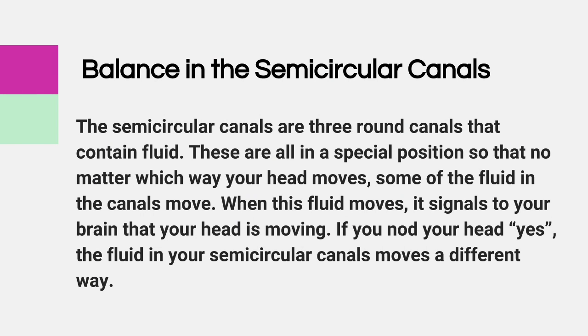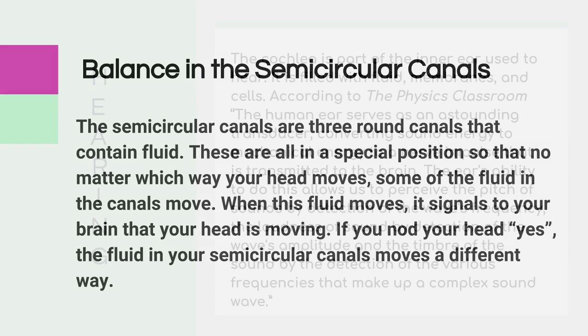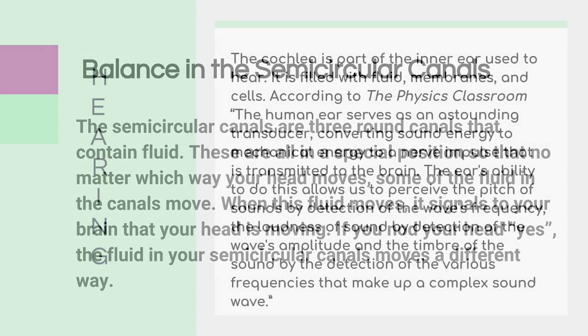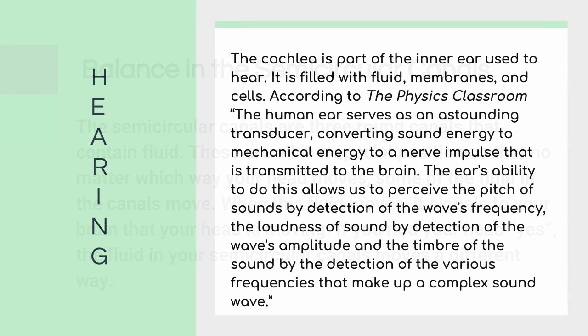Balance in the semicircular canals. The semicircular canals are three round canals that contain fluid. These are all in a special position so that no matter which way your head moves, some of the fluid in the canals moves. When this fluid moves, it signals to your brain that your head is moving. If you nod your head yes, the fluid in your semicircular canals moves a different way.